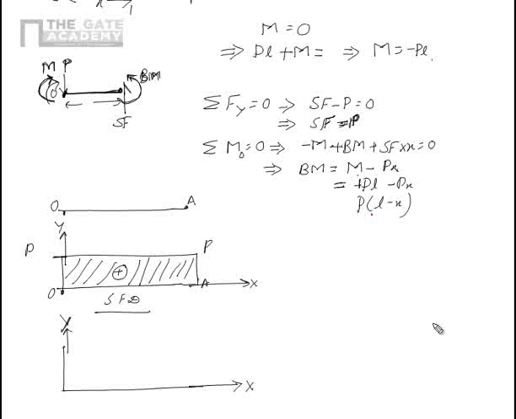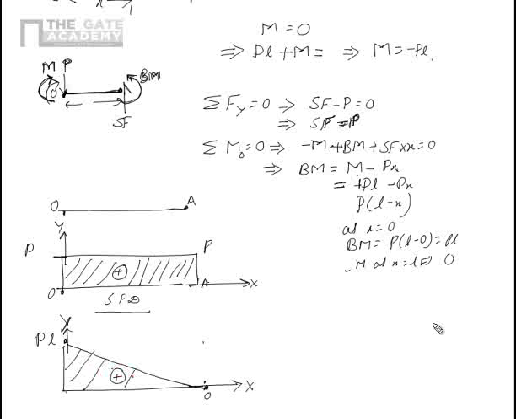Now at X equal to 0, the bending moment is PL. This is PL. At X equal to 0, BM is equal to PL minus 0, that is equal to PL. It linearly decreases, and BM at X equal to L is 0, because P times L minus X will be P times L minus L, which is equal to 0. So at L it becomes 0, drops down linearly to 0. This is point A. So this is the bending moment diagram for the cantilever beam.